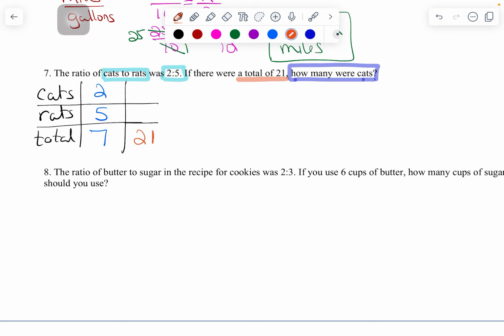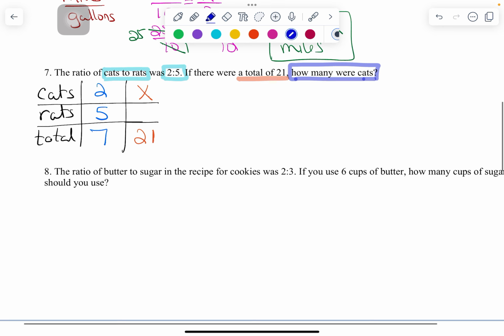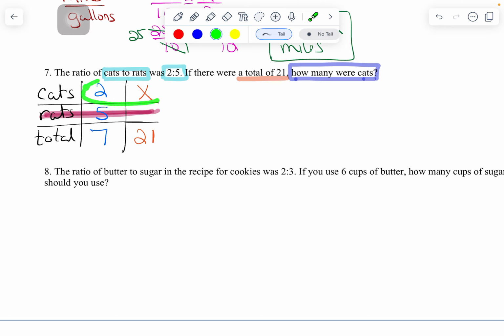And then how many were cats? Well, I don't know what goes in that box, so that's going to be my X. And what I'm going to do is kind of ignore that middle one because I don't need the rats anymore. I'm going to grab my information from the top row and the bottom row. And so writing the proportion here, I've got 2 cats out of a total of 7 animals equals X cats over 21 animals.